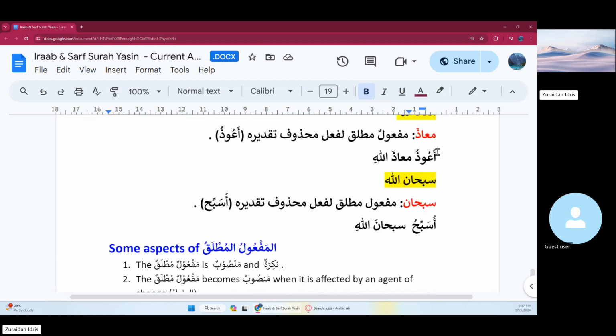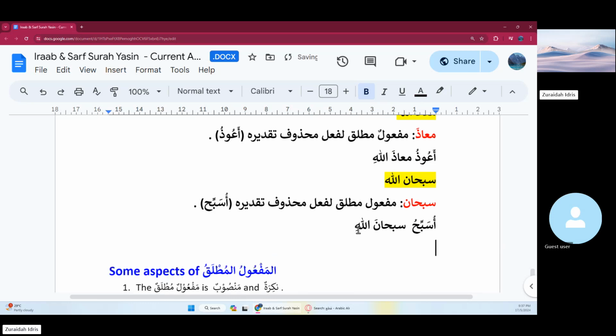Ma'azallahu. This one comes with a'uzu, ma'azah. This is when we ask for protection. Ma'azah is to ask for protection. And subhan, that we discussed that day. Usabbihu subhanallah. So to make it simple for you, one of the good ways of translating this is: subhan is actually perfection. The meaning of the word is perfection, and you're above any flaws. I glorify Allah in His perfection.